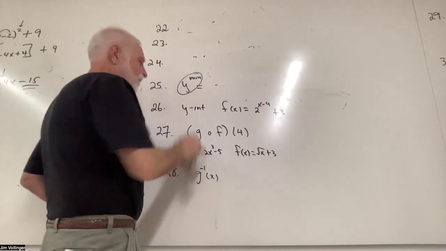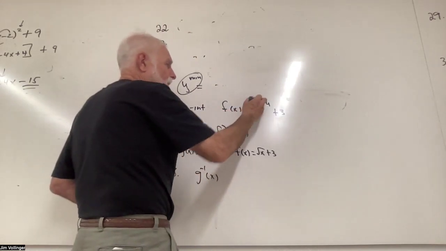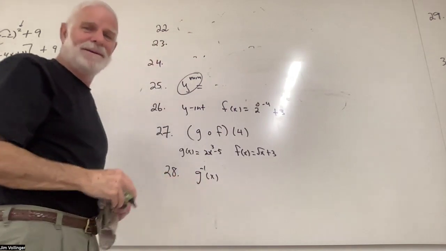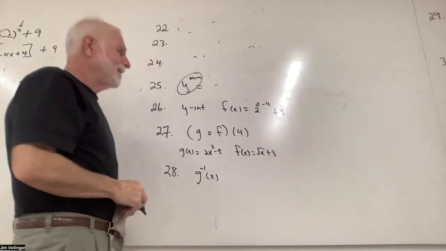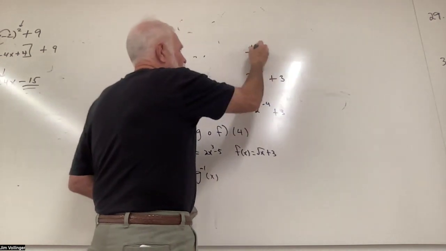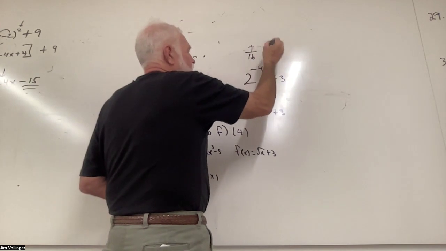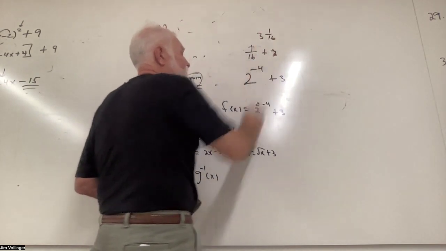All right, so finding a y-intercept simply means put a 0 in. Hope you're keeping up with me by pushing this pause button. All right, so I have 2 to the negative 4 plus 3. That's 1 over 16 plus 3. Why don't we write it as 3 and 1/16?